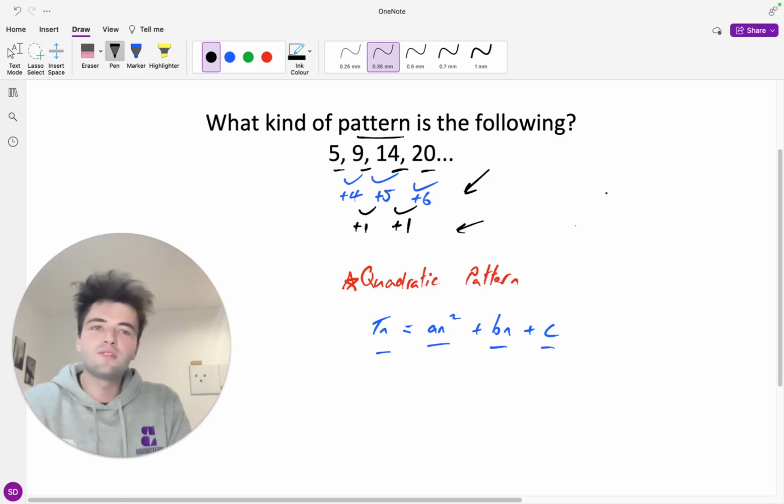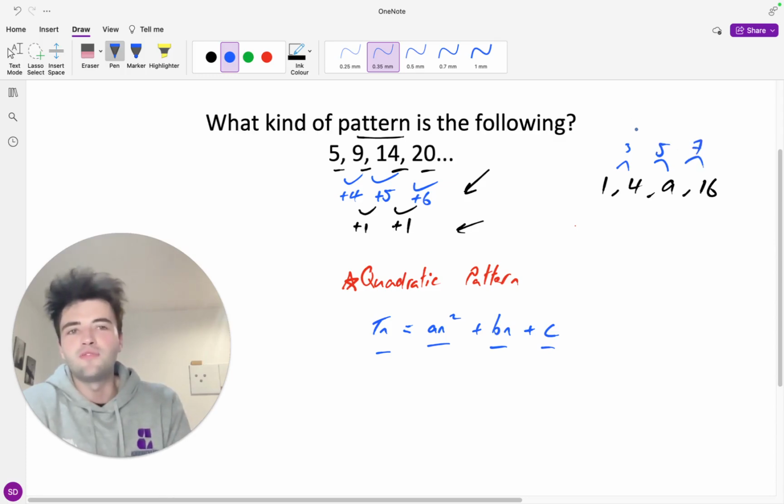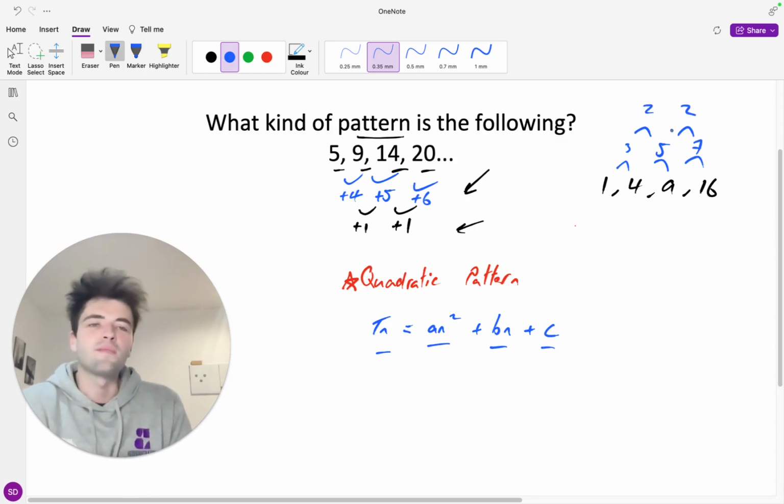And so the most famous quadratic pattern is just squaring normal numbers. So if we had 1 squared, that'd be 1, then 4, which is 2 squared, and then 9, which is 3 squared, then 16, and so on. And as you can see here, this is like the numbers we're given in the question, in that the first difference is going to be 3, the second difference is going to be 5, and then the third difference is going to be 7, and so the difference between the differences is going to be constant, which is going to be 2. So that's also a quadratic pattern.